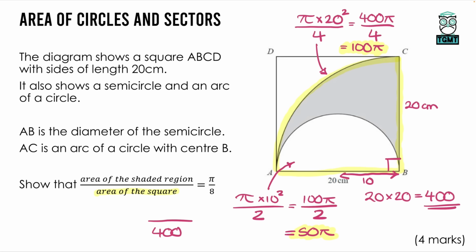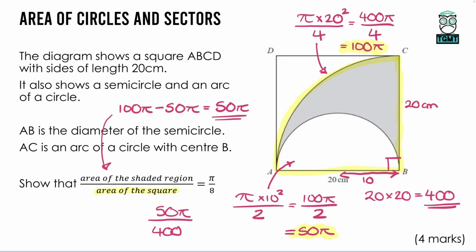So for the shaded region, and this is the area of the shaded region we're looking at now, we would want to do 100 pi, the shaded part, take away 50 pi, the part which is unshaded. And then in total, that leaves us with 50 pi. So the area of the shaded region is 50 pi. We can now put that on top of our fraction, so 50 pi being the area of our shaded region, and now we have a fraction.